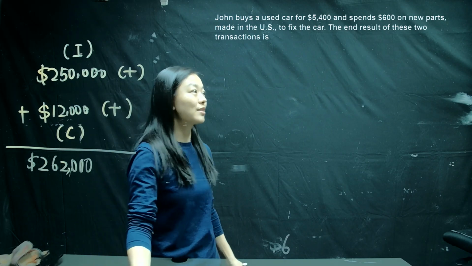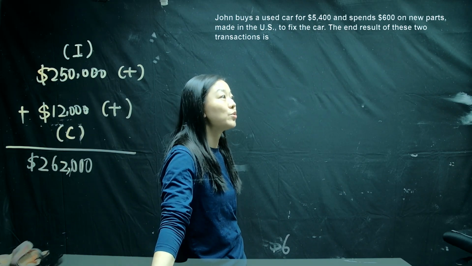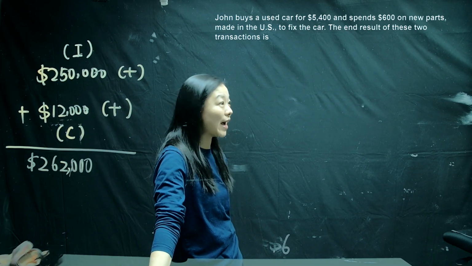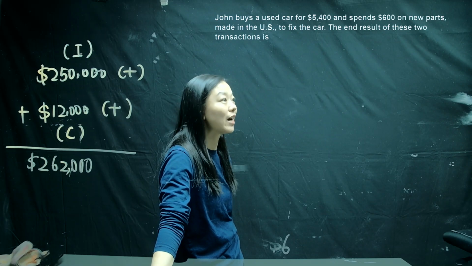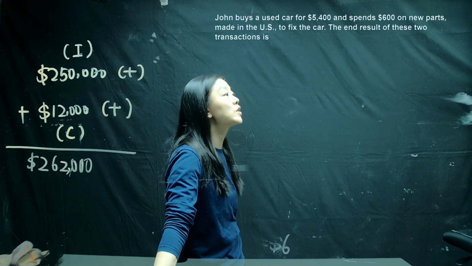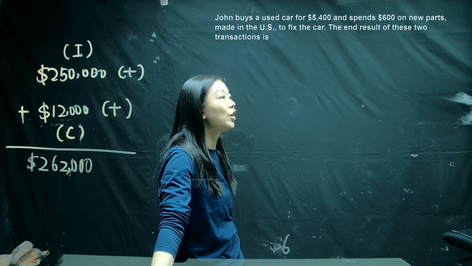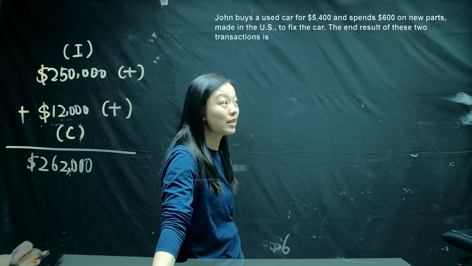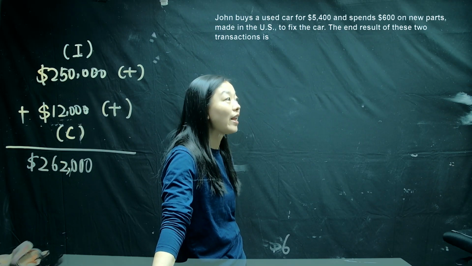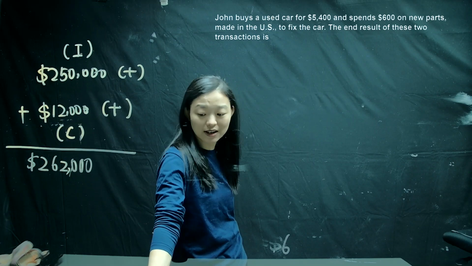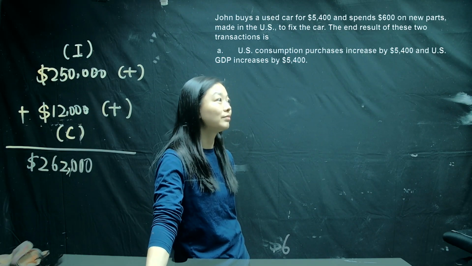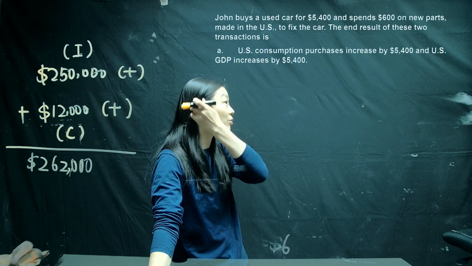Now let's look at this one. John buys a used car for $5,400 and spends $600 on new parts made in the United States to fix the car. The end result of these two transactions is, look at this one, which one could be correct?